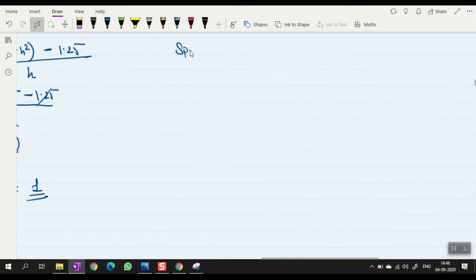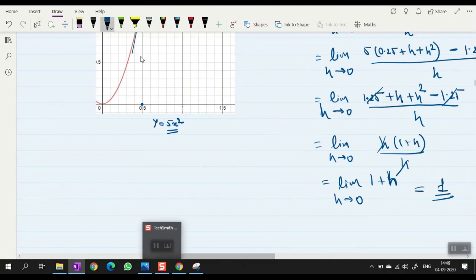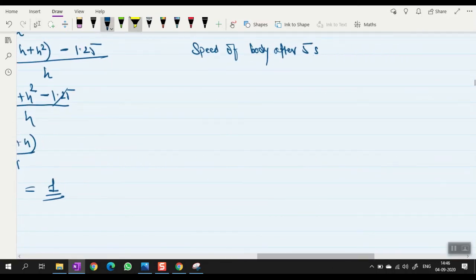Let's find the speed of body after, let's say, 5 seconds of falling. After 5 seconds of falling, we should know the distance after 5 seconds, right? We can find the distance from this formula. So if the time is 5 seconds, the distance will become y is equal to 5 multiplied by 5 square, that is 5 multiplied by 25, which is 125. Okay, so let me write it. Speed of the body after 5 seconds, we are finding this thing. Okay, so we know that x is equal to 5 and y is equal to 5 into x square, that is 5 into 5 square, which is 5 into 25 or 125.